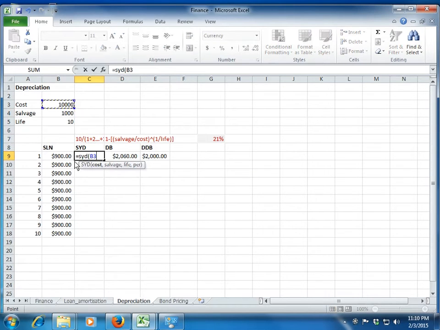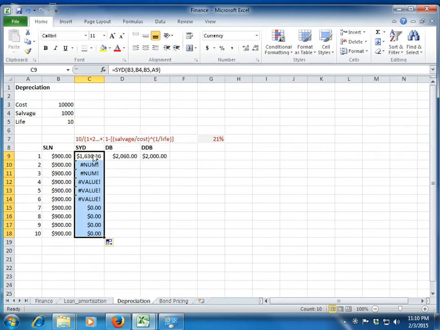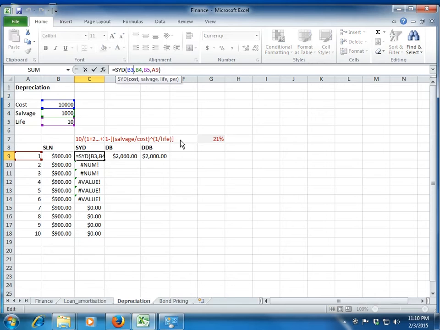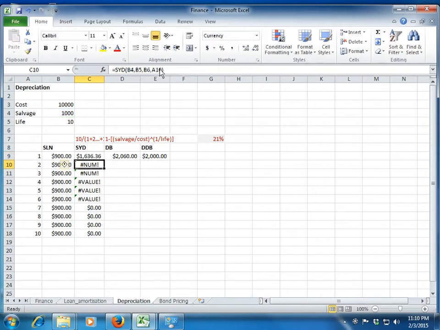It asks you for the cost again, then the salvage value, and then the life. It also asks for additional information, the period, that is, for which period you want to calculate the depreciation. So I link it to this, and you see that we get the depreciation for the first year. Let me freeze this cell, and we will get it for the rest of the years as well. So I freeze cells B3, B4, B5, and now I can copy paste the formula. You see that every year the depreciation keeps decreasing because we are assuming that the usability of the asset is higher in the initial years.